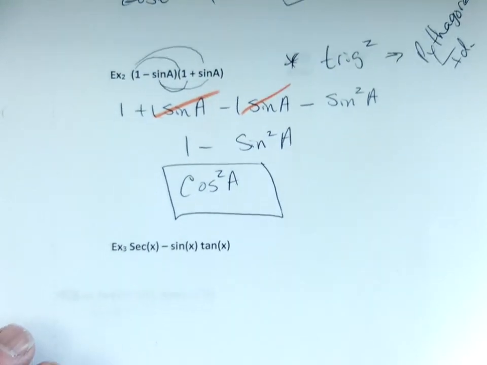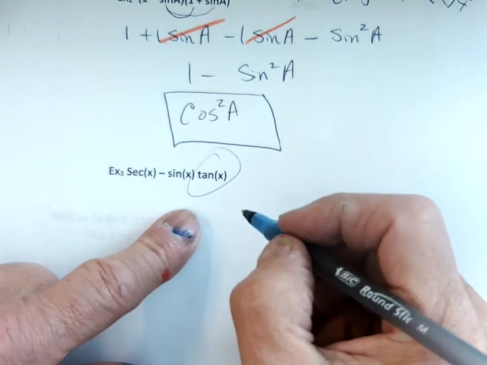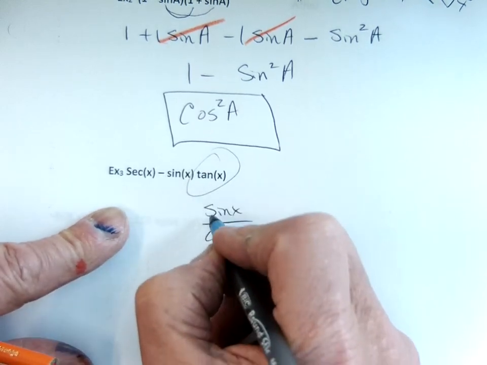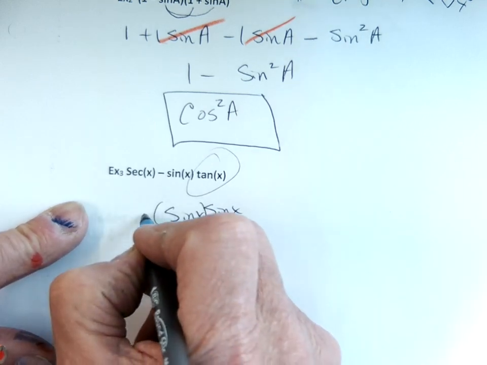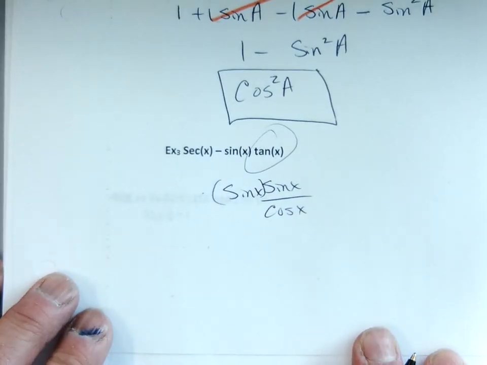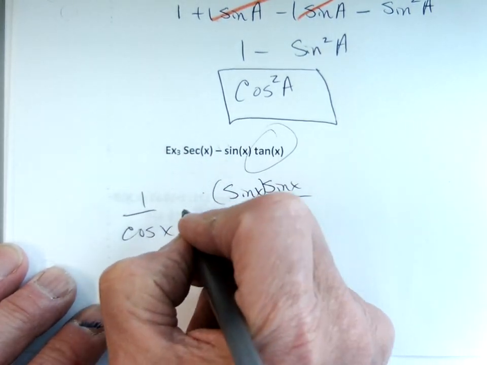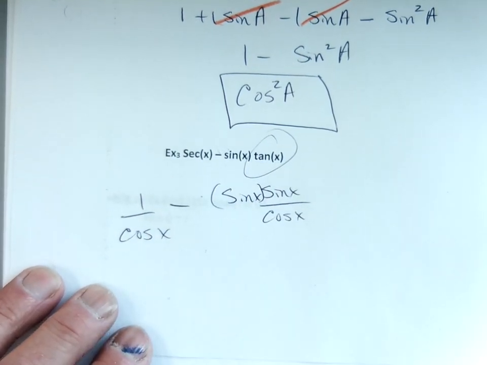Okay, now, example 3. So, when I look at it, what could be something we could do? Let's move tangent. I agree, tangent. Let's write tangent as sine of x over cosine of x times this sine of x, right? What else can we do? Is there anything else we can do? Change the secant into 1 over cosine of x, right? Well, it doesn't look any better, does it?